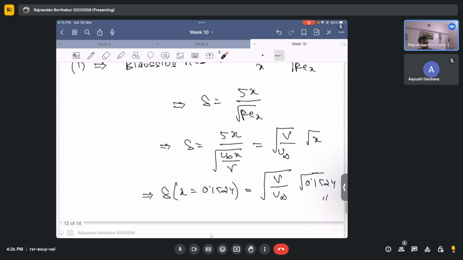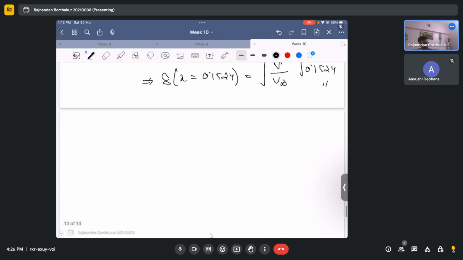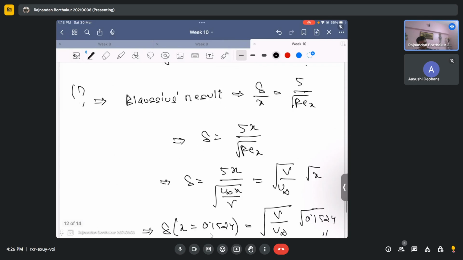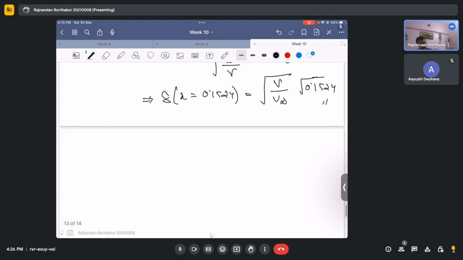Since you know delta, you can also calculate d delta by dx. You need to differentiate this to get the slope of delta with respect to x. That's what they asked. Now the third part is that they're asking us to calculate the total drag coefficient. So how do you do this? How do you calculate the drag coefficient? Can you tell me?